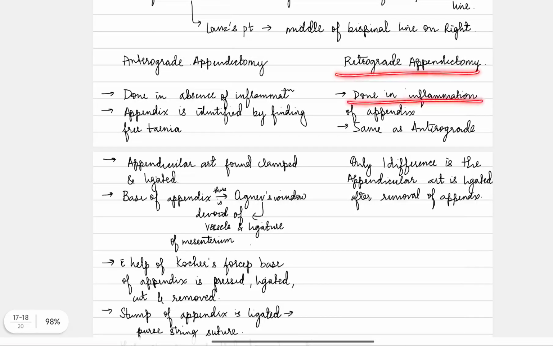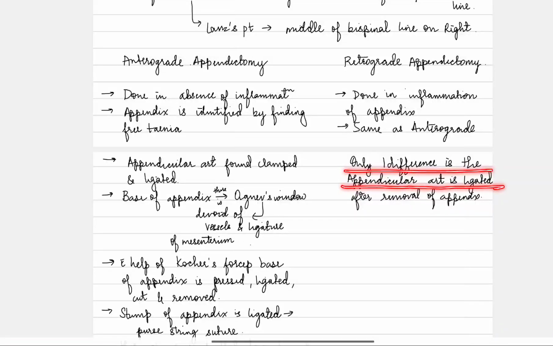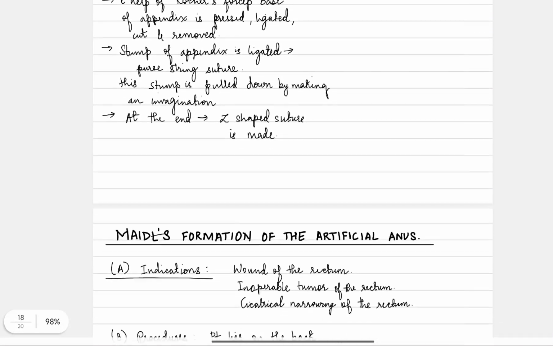Retrograde appendectomy is done in inflammation of the appendix, same as anterograde. Only one difference: the appendicular artery is ligated after removal of the appendix.